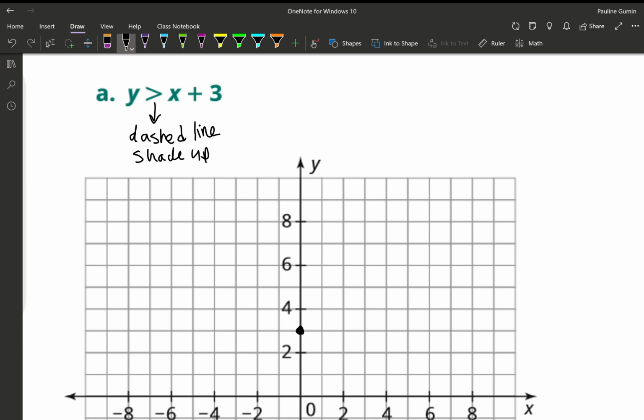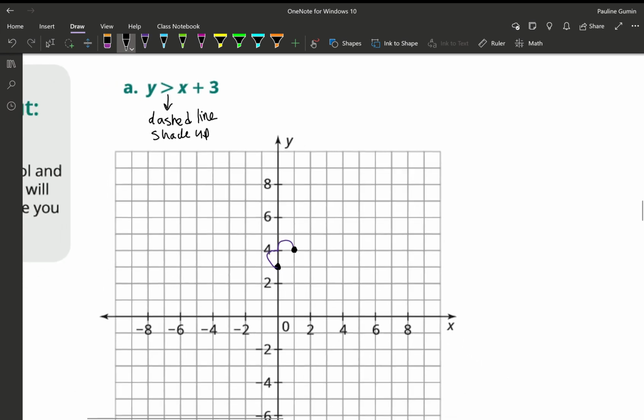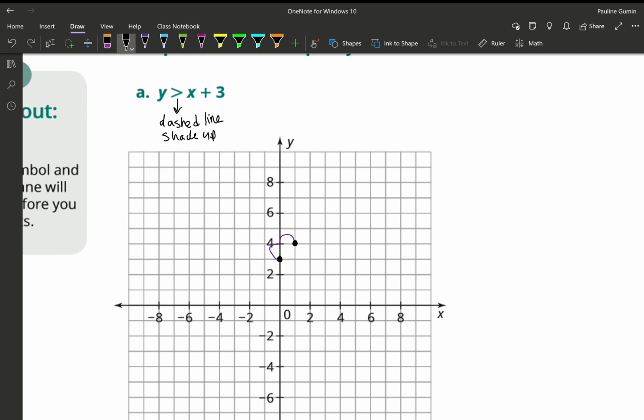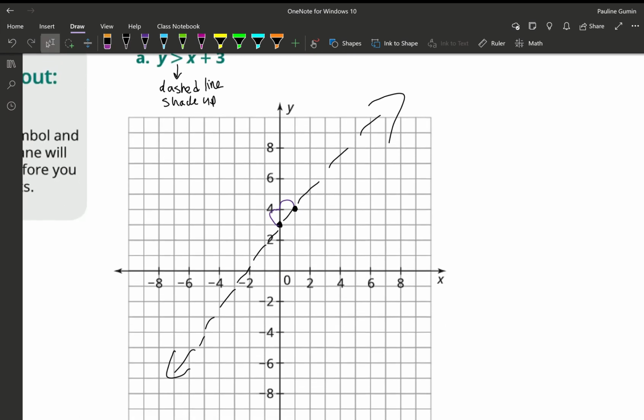Now our slope is the number in front of x. What number is in front of x? It's the invisible 1, which means we're going to go up 1 to the right 1 and draw a little dot. Okay, now we can do our line and the shading. I wrote down that we're doing a dashed line, so let's draw a dashed line. And we're going to shade up.